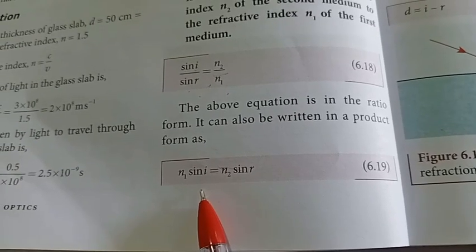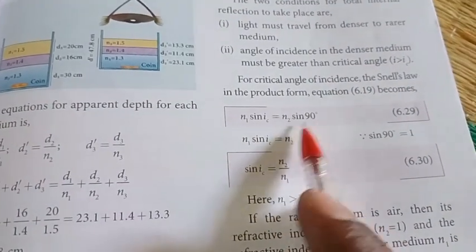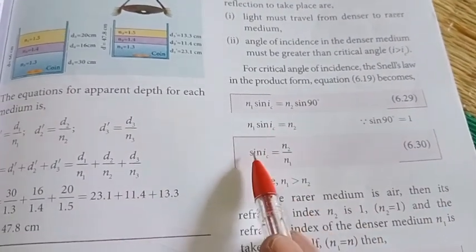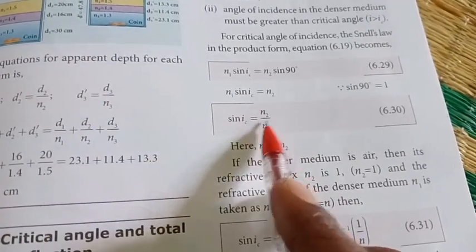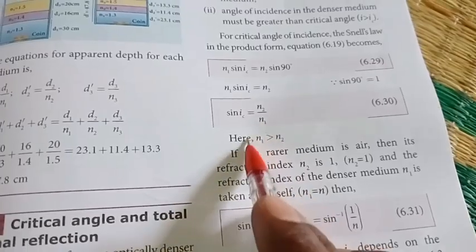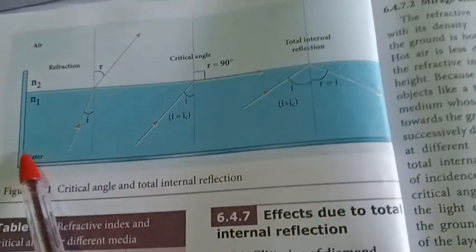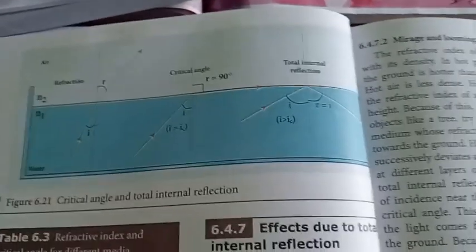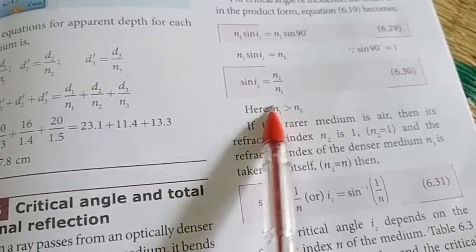We know from page number 14, Snell's law: sin i by sin r equals n2 by n1. Now on page number 19, from that Snell's law, n1 sin IC equals n2 sin 90 degrees, and sin 90 degrees is 1. So sin IC equals n2 divided by n1. Here n1 is greater than n2. n1 is the refractive index of the material medium, and n2 is the air medium. This means the refractive index of the medium is greater than that of the air medium.